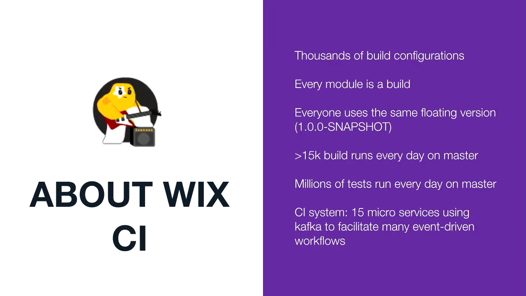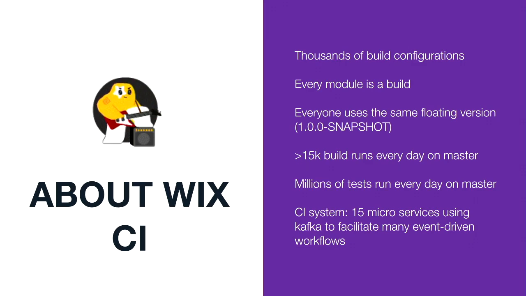Our CI system: we have thousands of build configurations, and every module is a build. We have services that basically automatically discover when you add a new POM XML or a new package JSON, and then they add it automatically to the build server. And they run it through matrix multiplications to find the shortest path, to add the shortest triggers. We use same version, which is floating. So it's snapshot on Maven and latest on NPM.